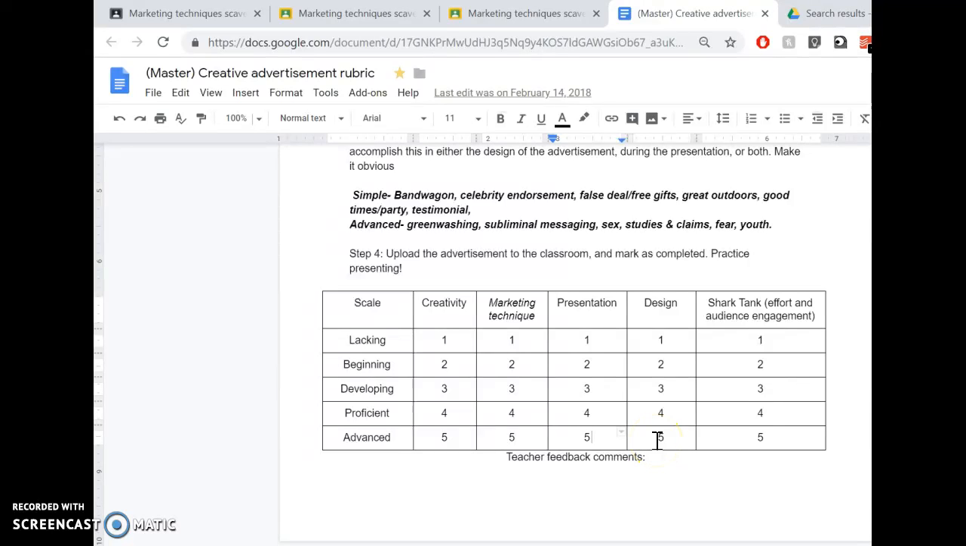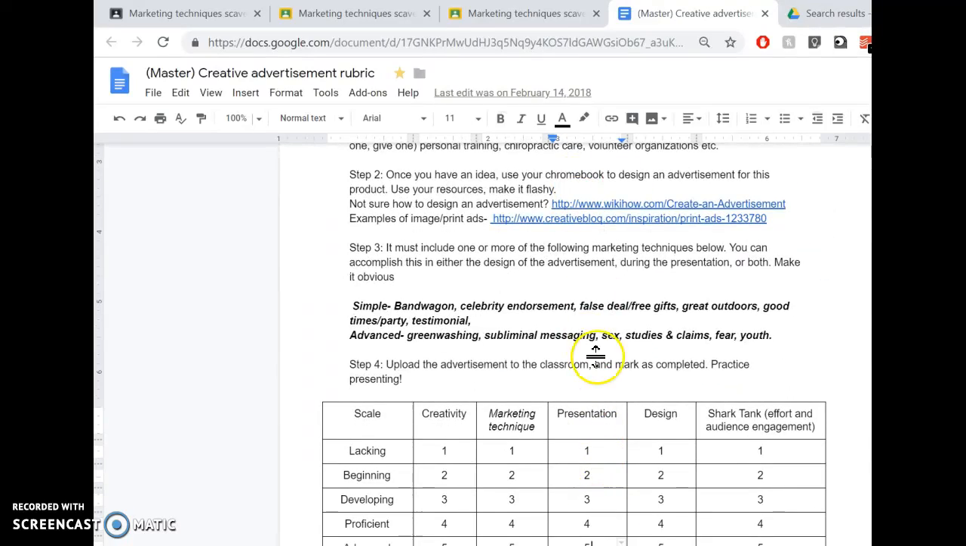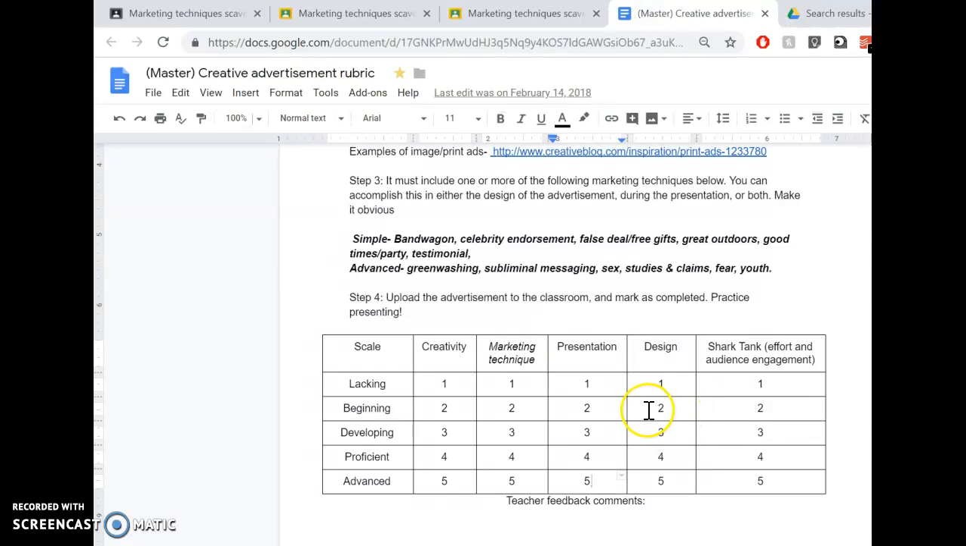Next one is design. And what I'm looking for on that is just what it looks like, okay? Is it a Google Doc, just like this, that's black and white? That's not very good, right? That looks pretty plain. That would be down here to 2.